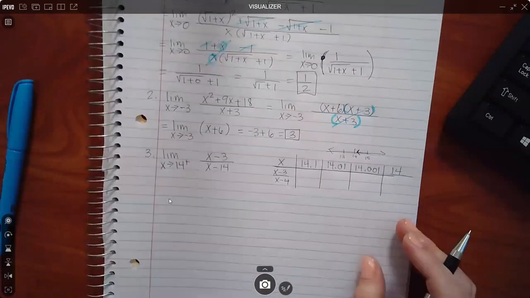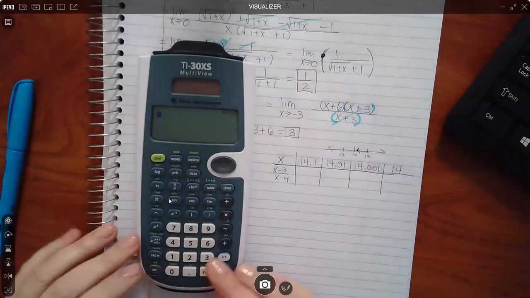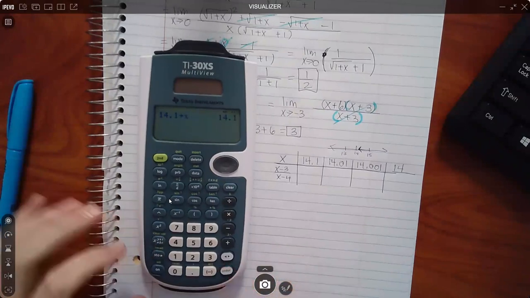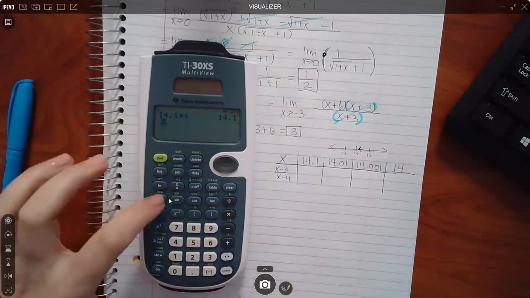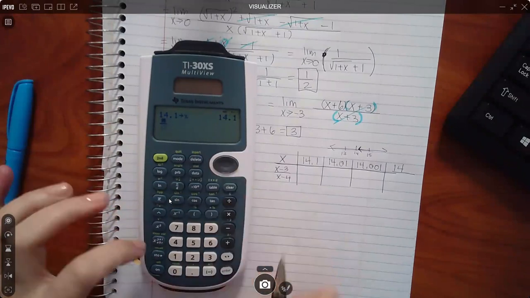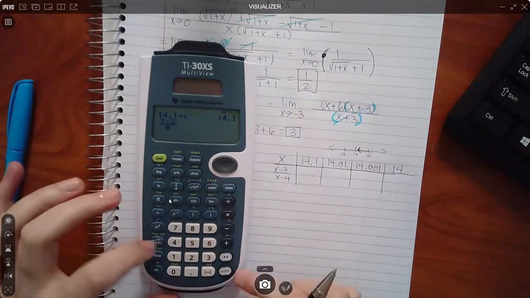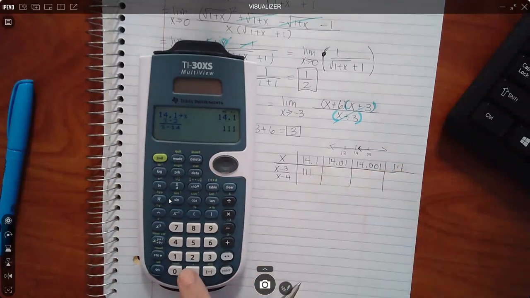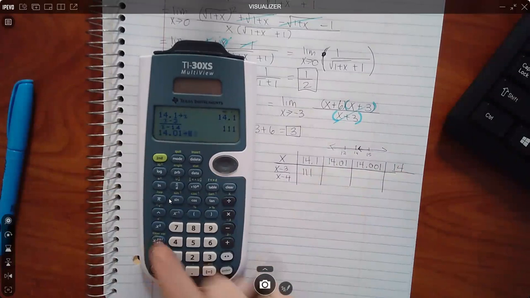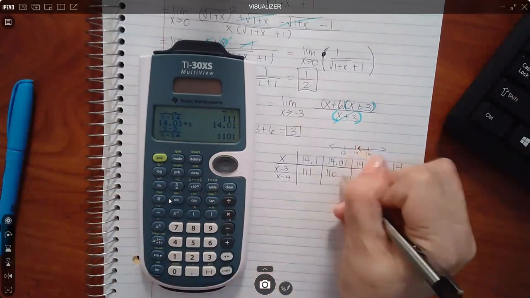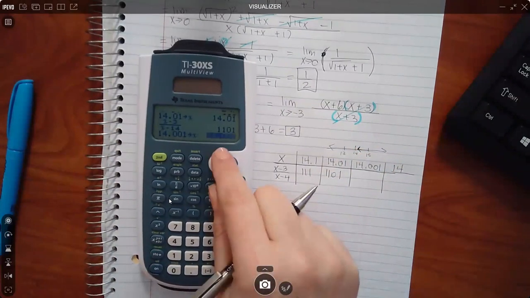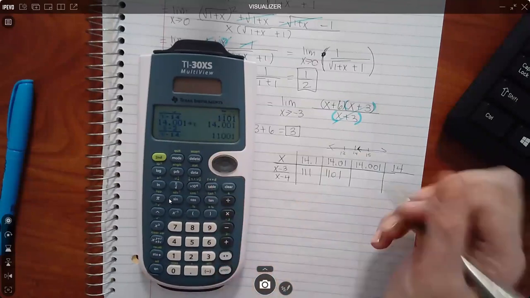Okay, so I'm going to have to use my calculator here. Let's see. I'm going to do 14.1 store as x, and then I'm going to do fraction x, oops, that's a pi. x minus 3 over x minus 14. And so I get 111. Then 14.01, store it, and then plug it in. 14.001 stored and then plugged in.